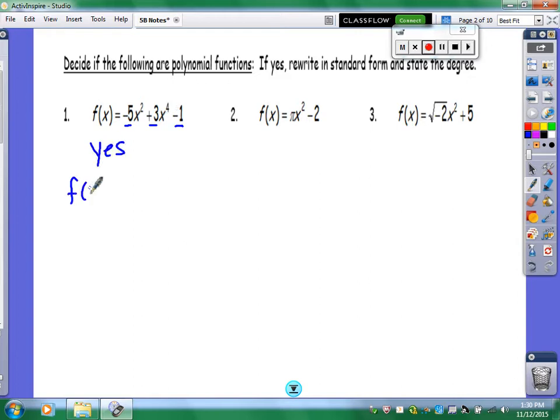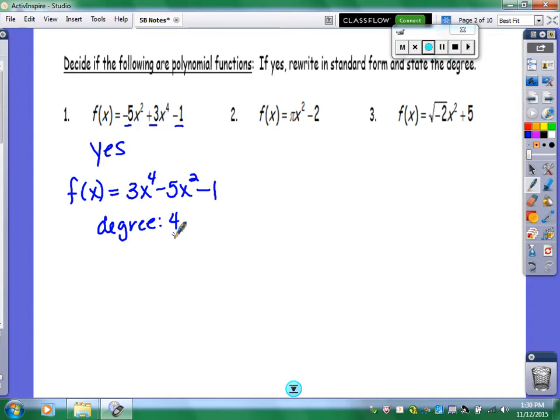Now to write it in standard form, you put the highest exponent first. You do it by the exponent, not the coefficients. So this is in standard form. Since the highest exponent is 4, this has degree of 4. This means it has a maximum of 4 solutions.